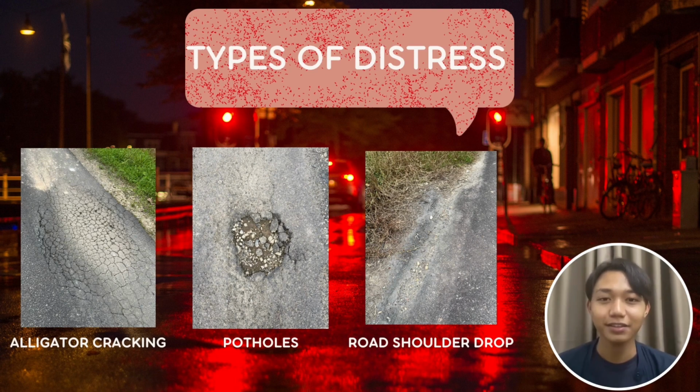As you can see, these are 3 types of distress that happen at Jalan Parit Jelutong. The first picture is alligator cracking, the second picture is potholes, and the last picture is road shoulder drop off.